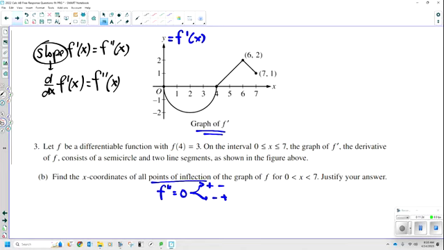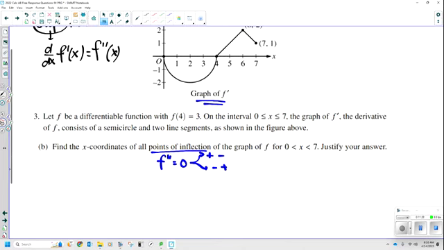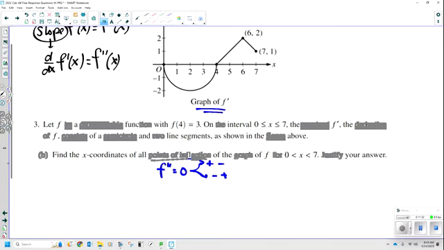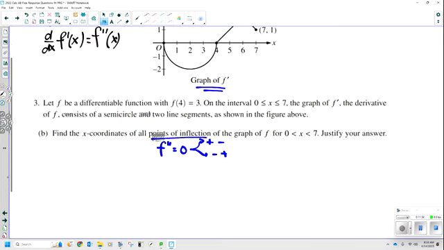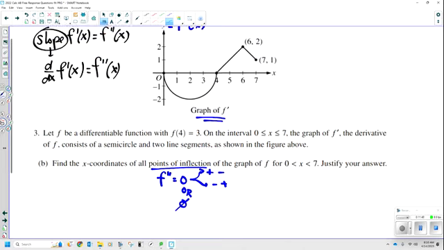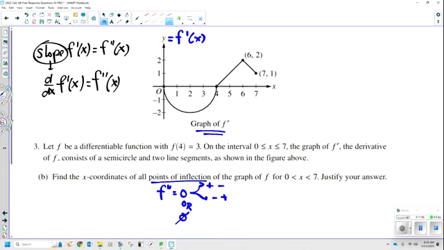And just to tweak something here, when we think points of inflection, we said it's where the second derivative is equal to 0. It could be 0, or it could be undefined. It could be 0 or undefined, all right? So let's take a look at this graph, and let's see where the slope of this is either 0 or it's undefined.